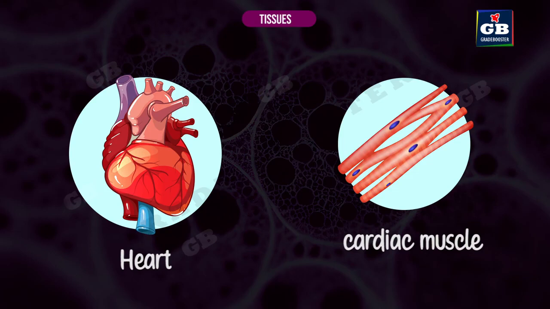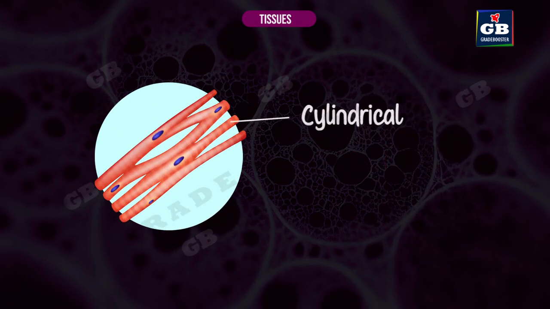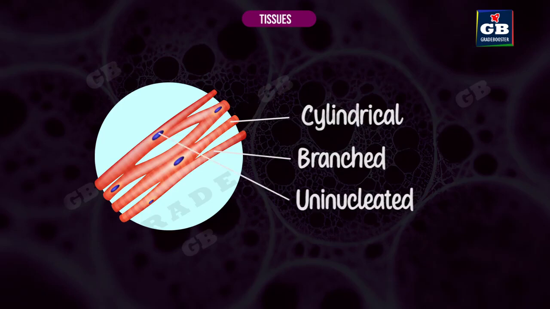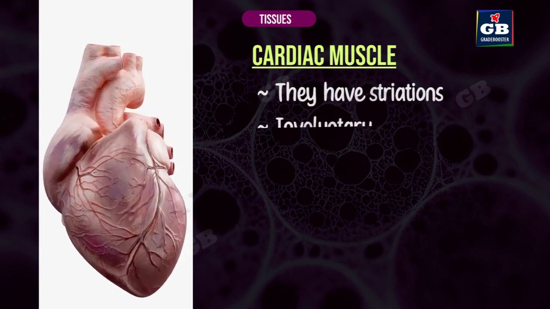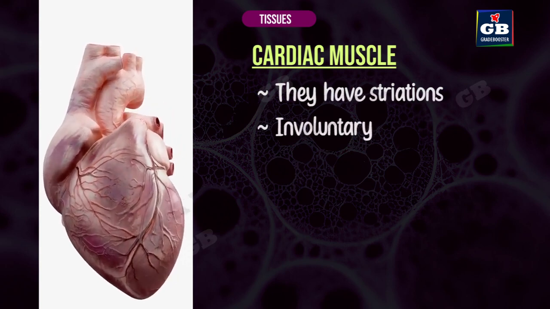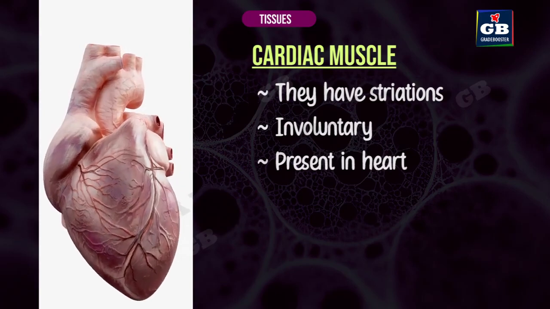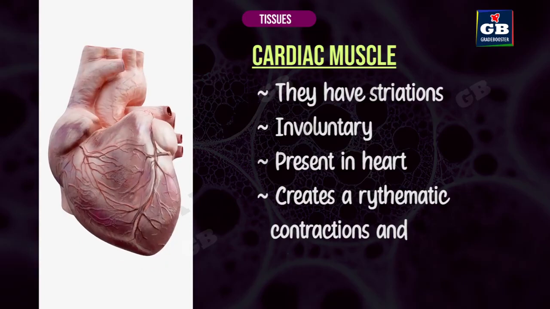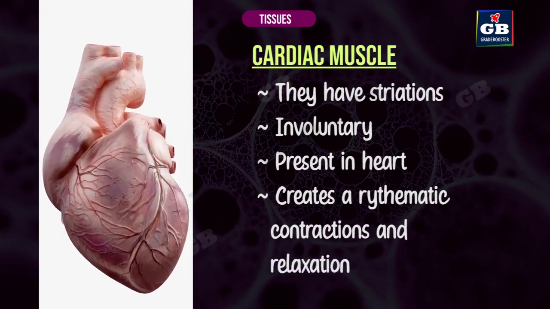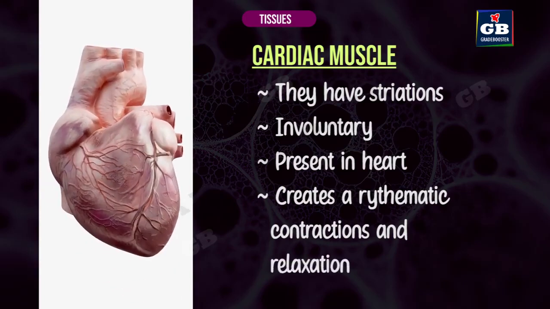Now, we will see the other type of muscular tissue known as cardiac muscle or heart muscle. The heart muscle cells are cylindrical, branched, and uninucleated, that means only one nucleus. They have striations, but they are involuntary in nature. They are present in the heart. Cardiac muscle creates a rhythmic contraction and relaxation of the heart. This is all about the muscular tissue.